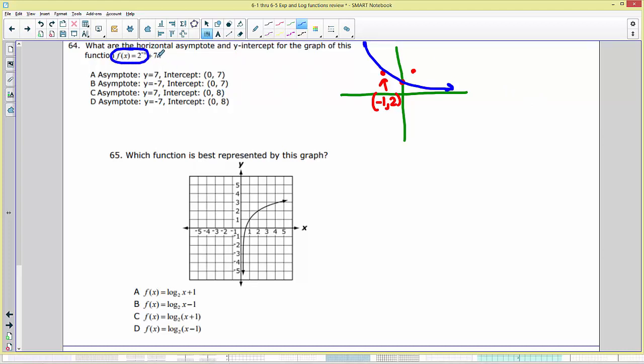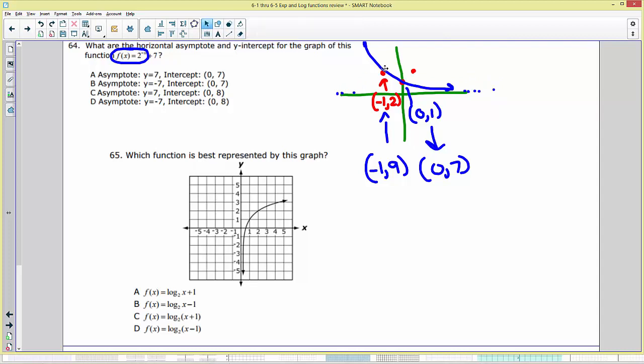Now, and I always said do the vertical last. Now I'm going to shift everything up 7. So that means every point goes up 7. So this point, which was 0, 1, goes up to 0, 8. And this point, which was -1, 2, goes to -1, 9, I think. Let's make sure I'm right here. Goes up 7, okay? And this dotted line, which is where the border was, also goes up 7, right? So everything goes up 7.